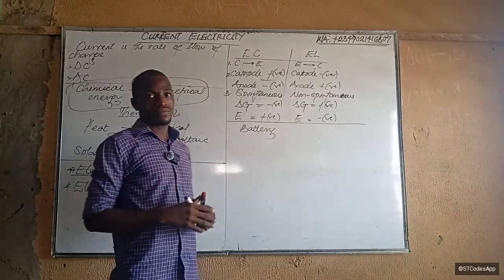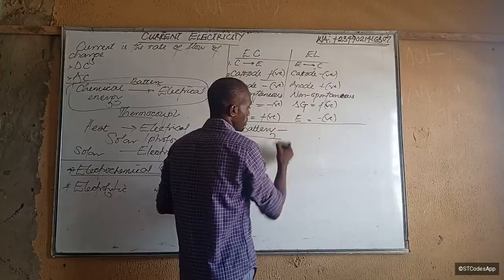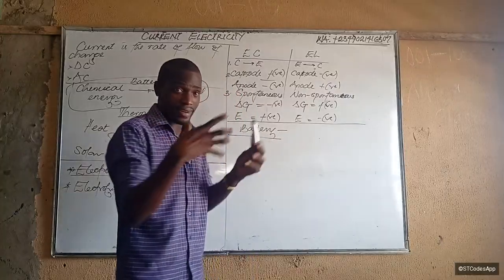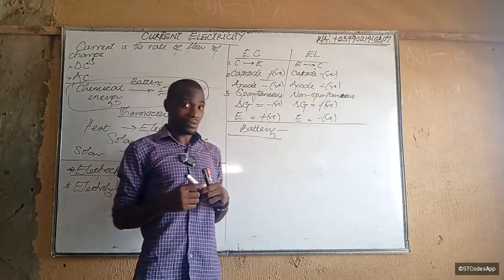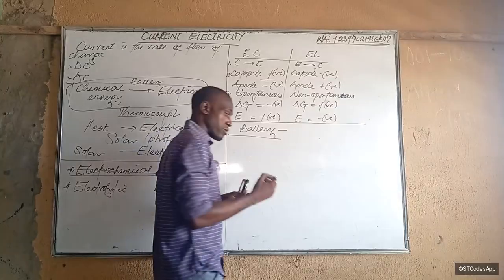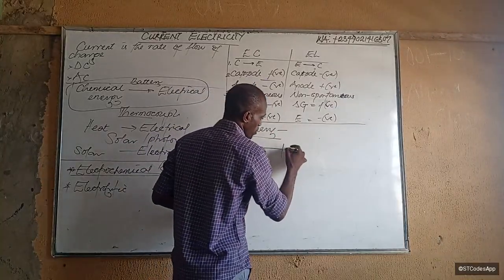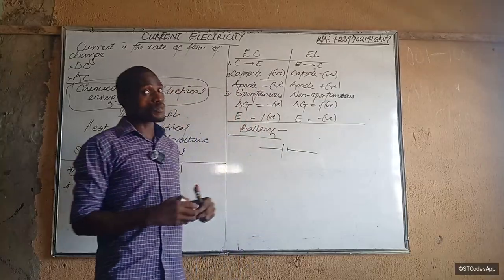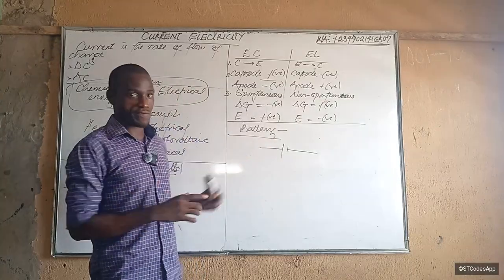Now, what is a battery? A battery simply means an aggregation of cells. Many cells coming together, that's a battery. So a battery is a power source. Now, I'm going to still talk about electrical circuit components, but I just want to quickly separate between battery and cell for you.